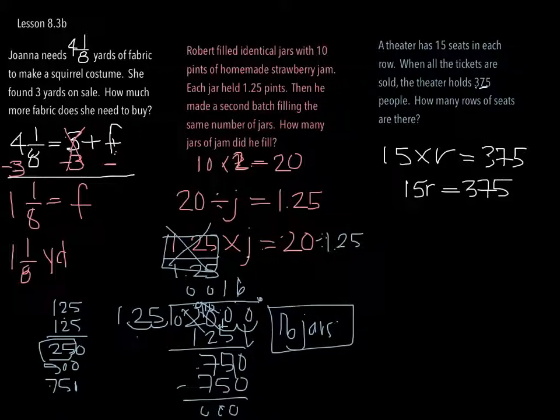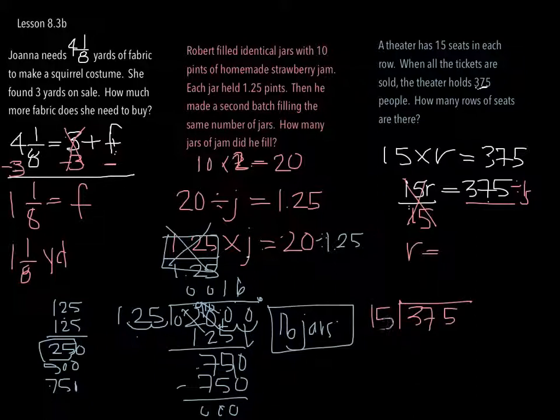Now, I want to get my letters, my variables, on one side, and my numbers on the other. So to do that, my numbers are here, so I'm going to divide by 15. Whatever I do on one side, I'm going to do on the other, and I'm going to do it this way, just so we don't confuse anyone. Divide by 15. Okay, 15 divided by 15 is going to give me 1, or just leaves r. And then I have 375 divided by 15.